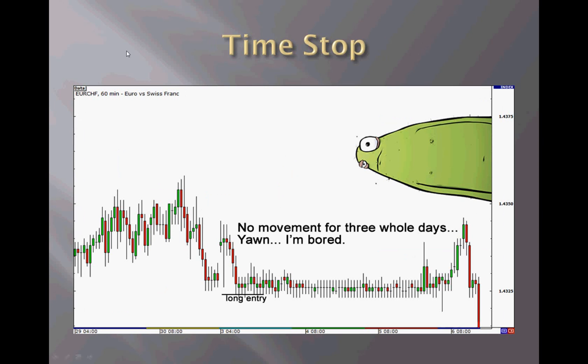Time stops are stops based on a predetermined time in a trade. It could be a set time limit of hours, days, weeks, etc. Only trade during a specific trading session, the market's open or active hours, etc. For instance, let's say you're an intraday trader and you put on a long trade here on the Euro Swissy and it hasn't gone anywhere. We're talking real snoozeville.